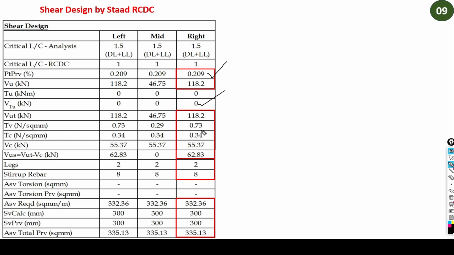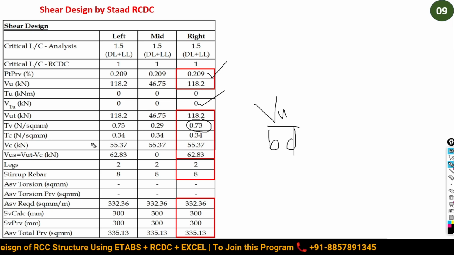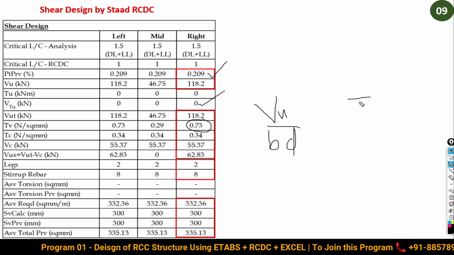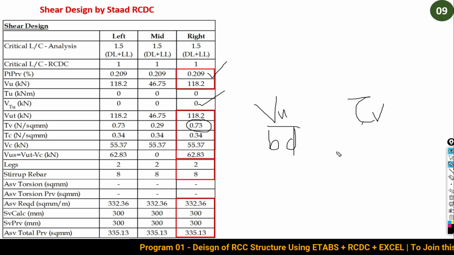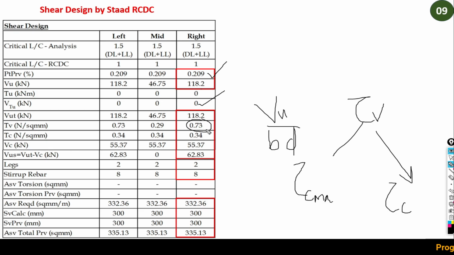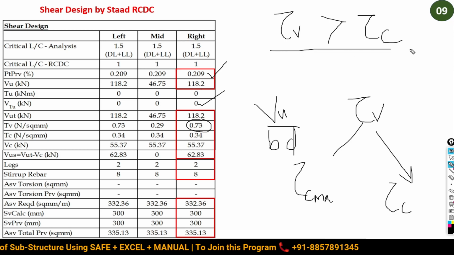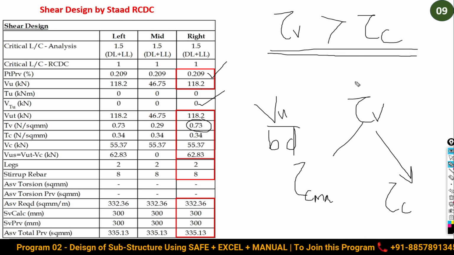Now nominal shear, Vu upon bd, with this value we are getting the nominal shear as 0.73. We will compare it with the manual calculation later on. Now this is a nominal shear, we have to compare this nominal shear with the critical shear. After doing the calculation we are getting the critical shear 0.34. Okay, so your nominal shear tau v is greater than tau c. So at that time we need to design this beam for the shear.